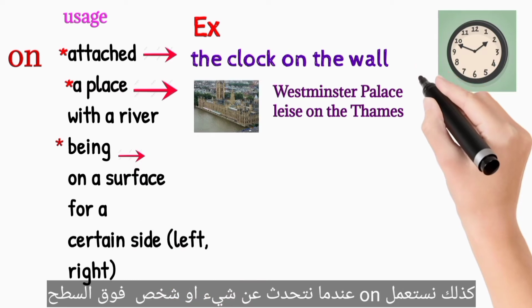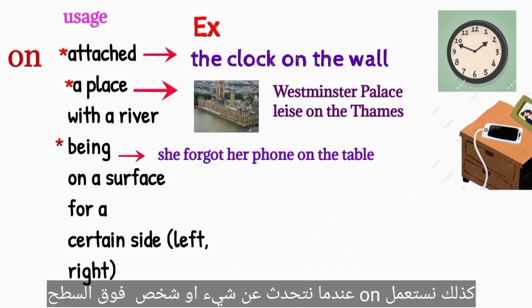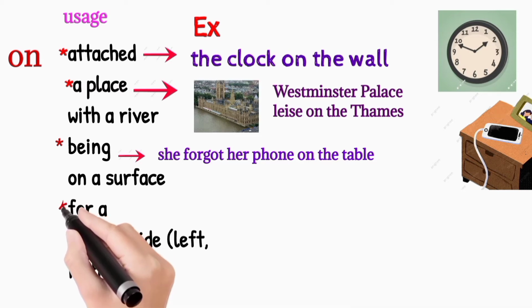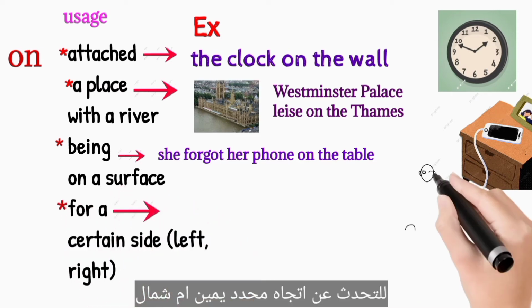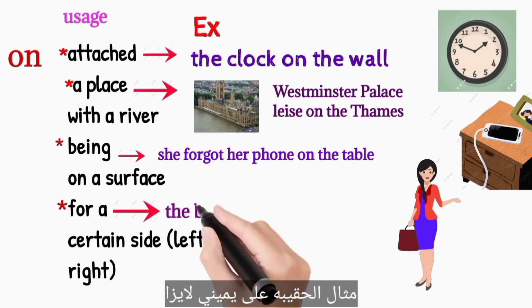Three. Also we use on when we talk about something or someone on a surface. For example, she forgot her phone on the table. Four. For a certain side, left or right. The bag is on the right of Liza.